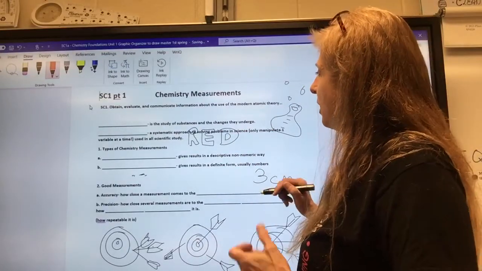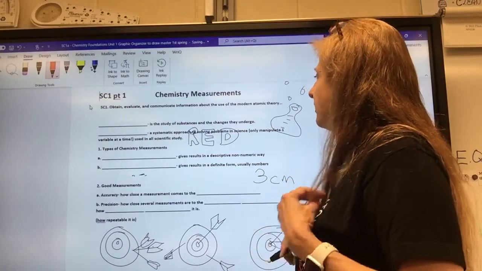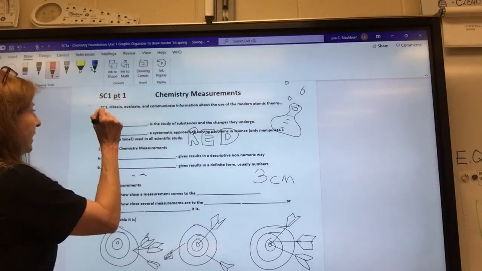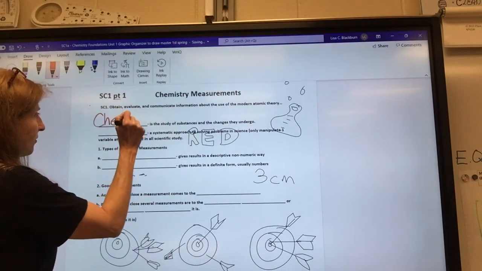So the study of substances and the changes they undergo is chemistry. It's what we're learning.